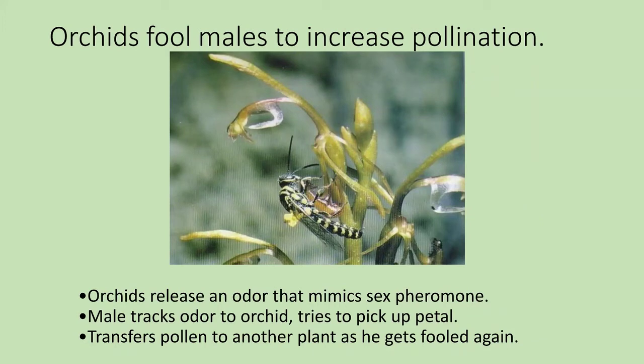But I mentioned that it's almost a coevolution arms race, because what we've noticed is that once a male wasp visits one flower, he doesn't get fooled again by that same flower. And so he may not come back to it. But then over time, we'll see that the orchid might produce an even stronger odor for the pheromone. And so it just kind of goes back and forth.